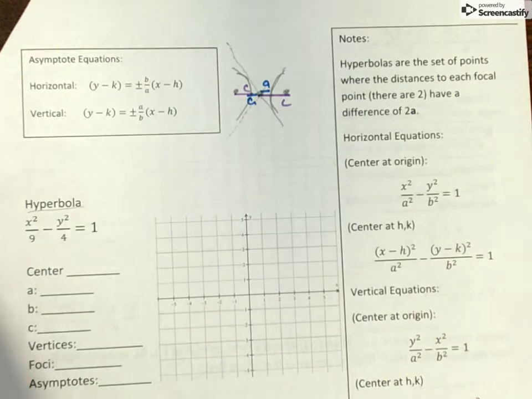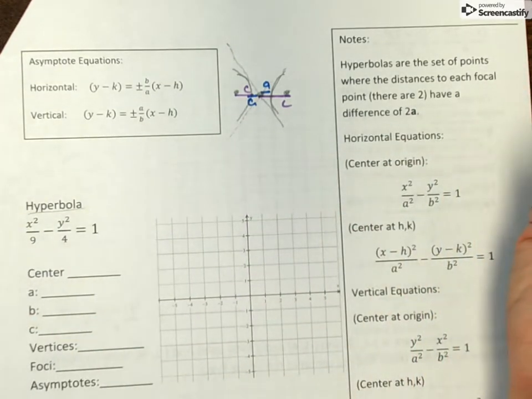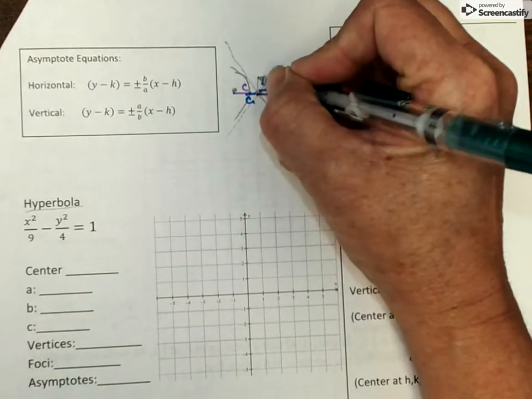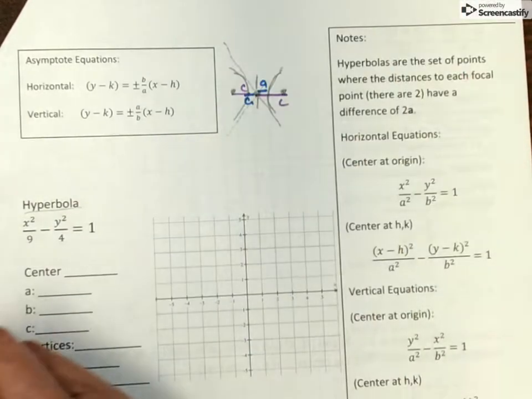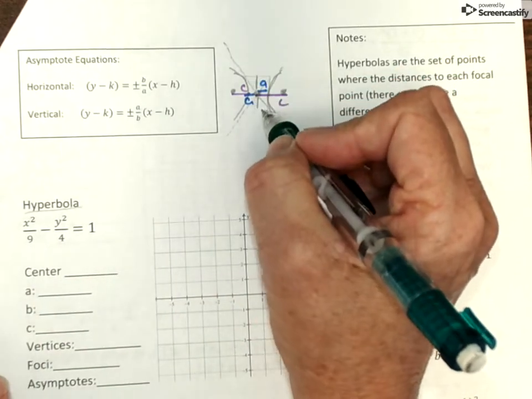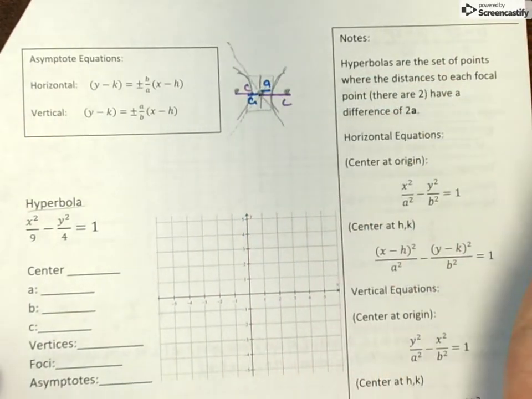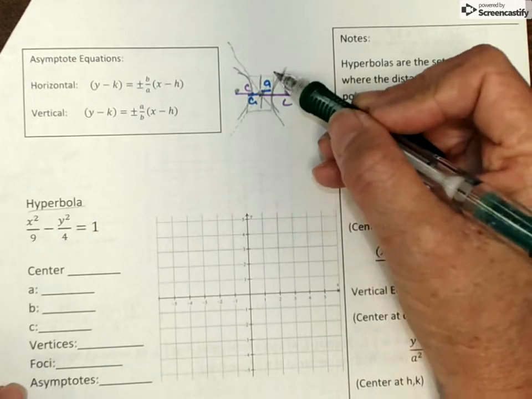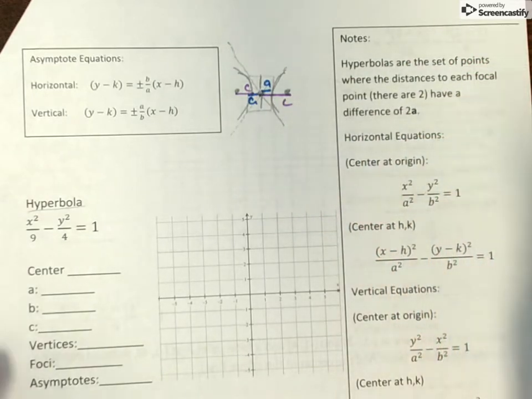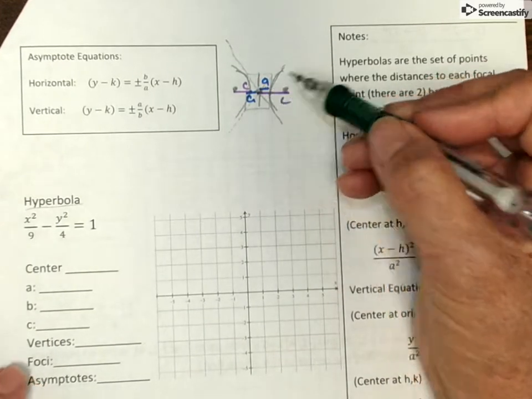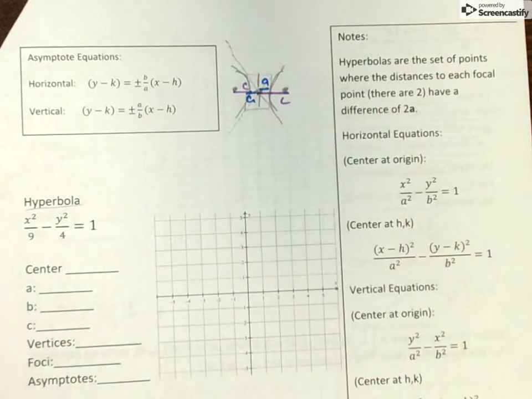Okay, the other thing is, though, where does b come into play? And b is going to help go up or down, so the opposite direction as the vertex. And we are going to be building a rectangle in the center of our hyperbola. Our asymptotes will go through the corners and the center of this rectangle that we build. So that's what's going to help us build this and graph it.